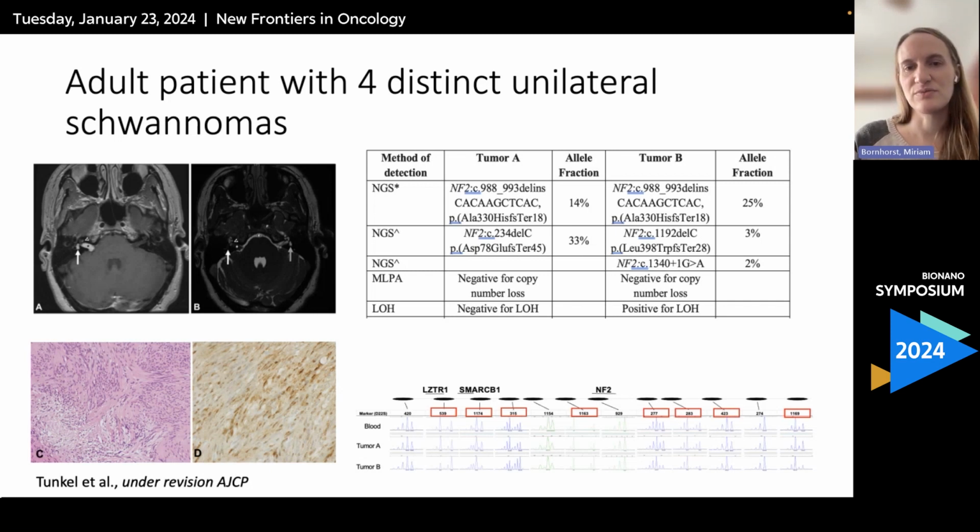Tumor A had an NF2 mutation that had an allele fraction of 33%, which would be consistent with the second hit. But then tumor B had 2 NF2 mutations that had very low allele fraction, so not really enough for us to call it the second hit. So we did do MLPA to look for copy number loss, and that was negative in both. But LOH for tumor B was positive, and you can see on the bottom there, all of the red boxes are showing where it was positive for LOH, which made us suspect that there probably was copy number loss that wasn't detected on MLPA.